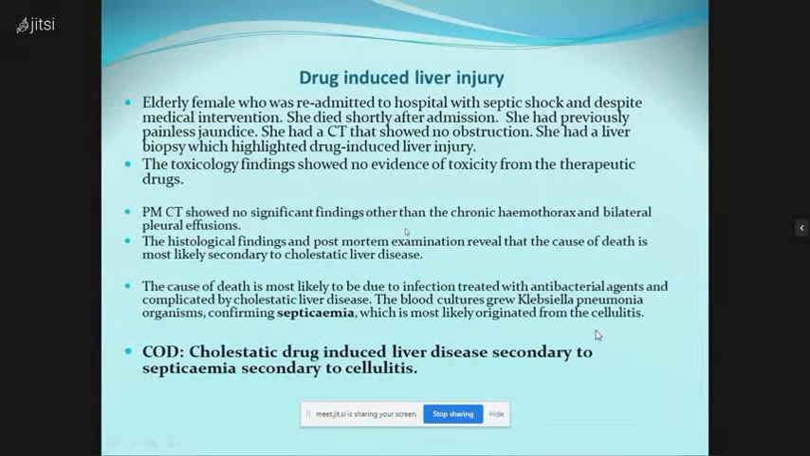So he died later on, and this is an example of cholestatic drug-induced liver disease secondary to septicemia and secondary to cellulitis. And the effect of antibiotics on the liver is like an immune response and can lead to injury to the bile duct.